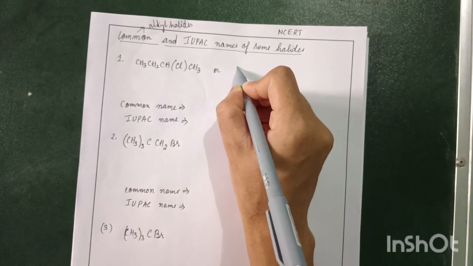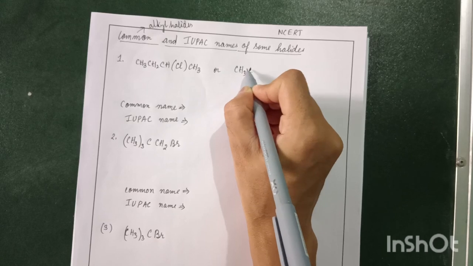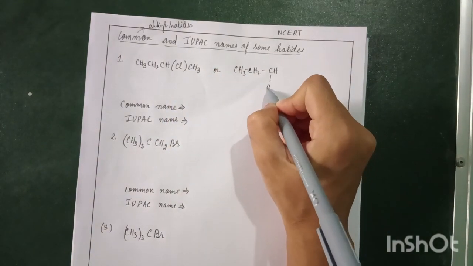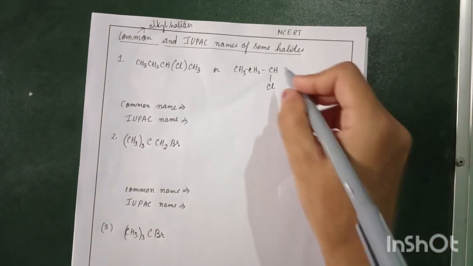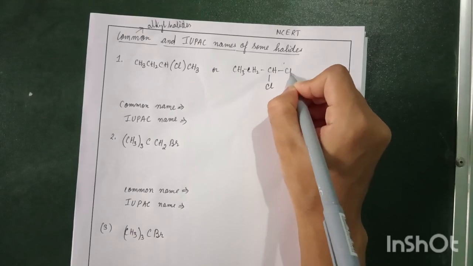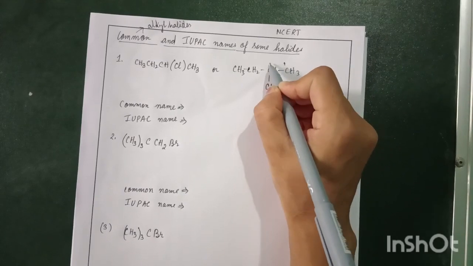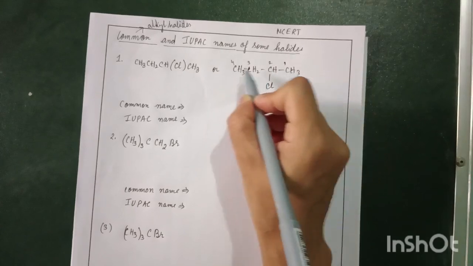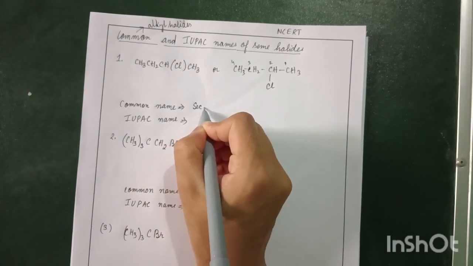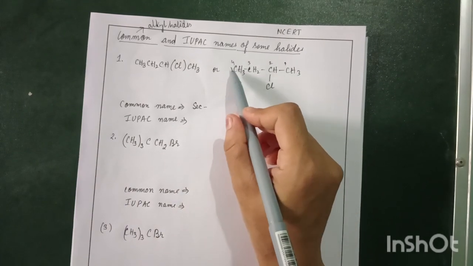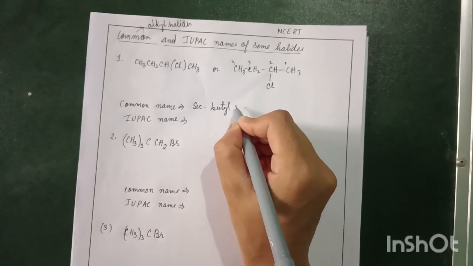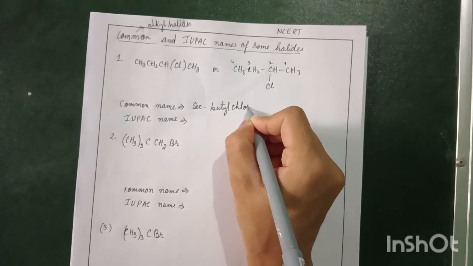Okay, we will write the structure here. CH3, CH2, then CH. Since this Cl is in the bracket, remember that it is mentioning a branch. That Cl is in the branch, then CH3. Now Cl is in the second position. That is why we will call it secondary. And what is the number of carbons here? It is 4, so it is called butyl. Then followed by the halide. The halide here is chloride.